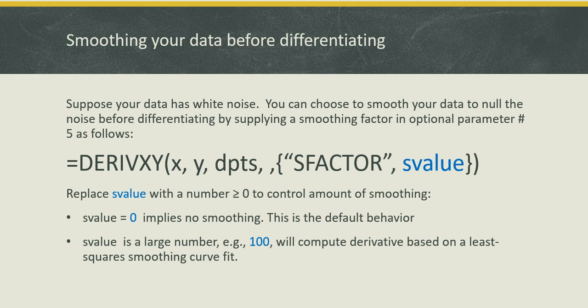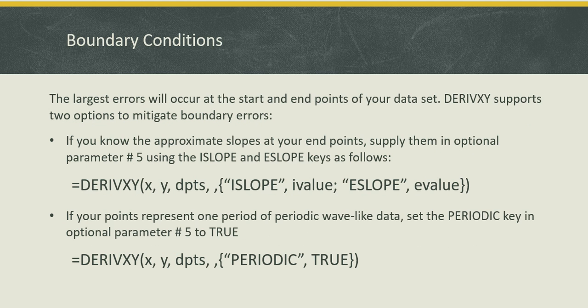Now, if your data has white noise that you would like to null before you do the differentiation, you can use a smoothing factor in the optional argument number 5. And that's done with the key S factor. You would assign a value for this key. The default value is 0, which implies no smoothing. But if you assign any larger value, for example 100, it will compute the derivative based on a least square smoothing curve fit.